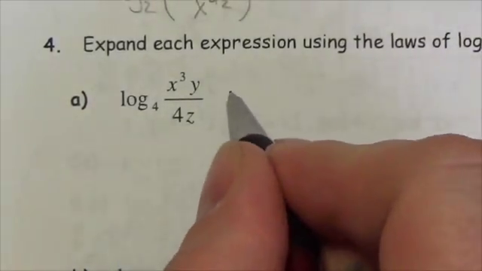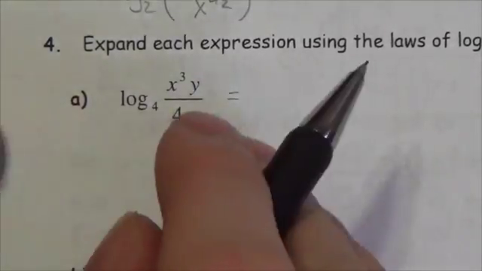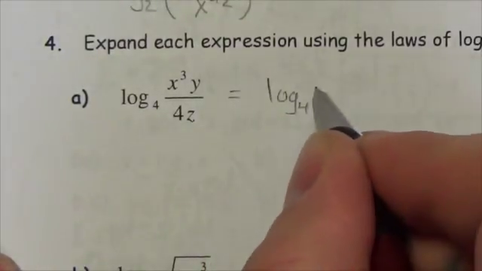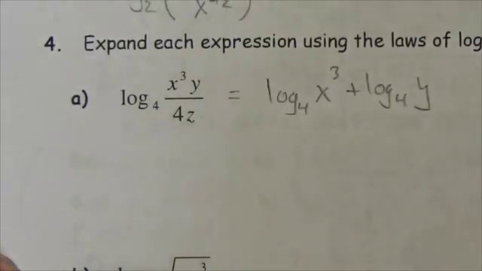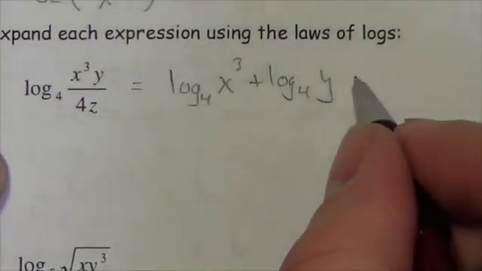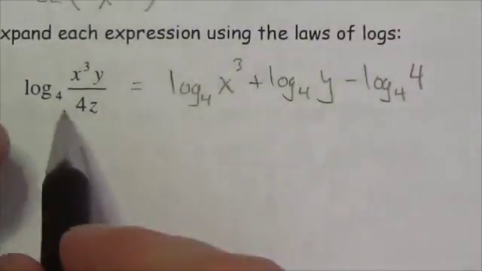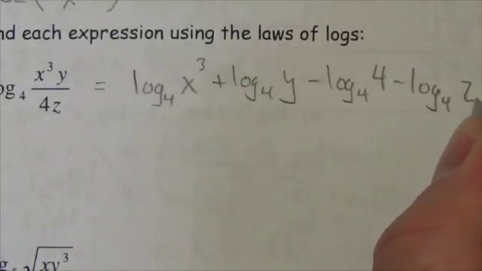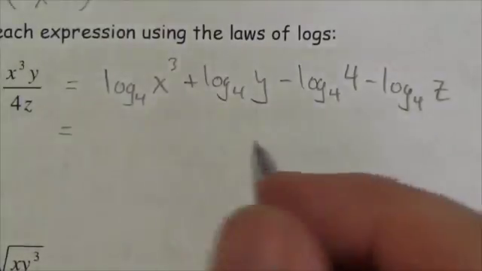So what we're going to do here is basically anything that shows up in the numerator, I'm going to split that apart with addition signs. So this will become the log base 4 of x cubed plus the log base 4 of y. Now the two factors here in the denominator are going to become minus the log base 4 of 4, and I'll deal with that in just a second, and because that z's down there too, minus the log base 4 of z.